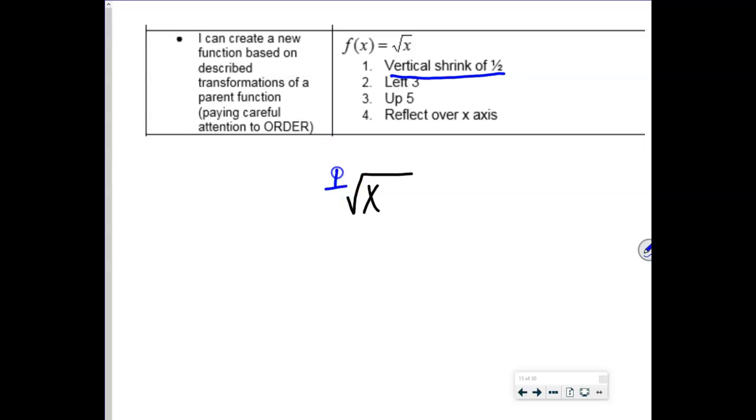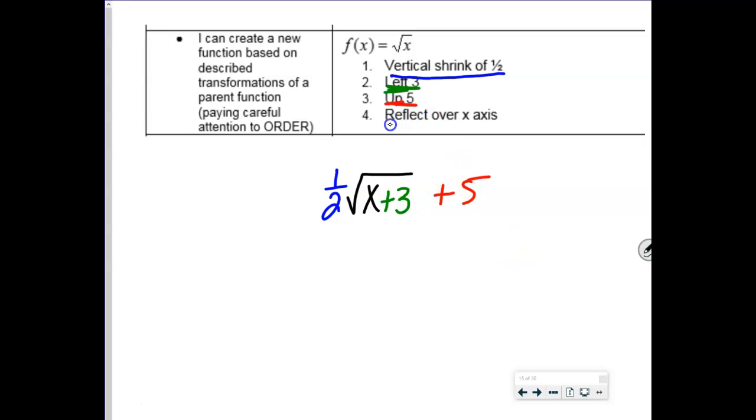So we're going to just, are you okay with this? Yes. Okay. Now we got to go on the inside because it's horizontal. Let's hypothesize. If it said horizontal shrink of 1/2, what would that have looked like? That would have been a 2 on the inside. Very good, very good. That would be nasty and mean. Okay. What does left 3 look like? Where? Inside. Horizontal stuff inside. Okay, up 5. What does that look like? Outside.